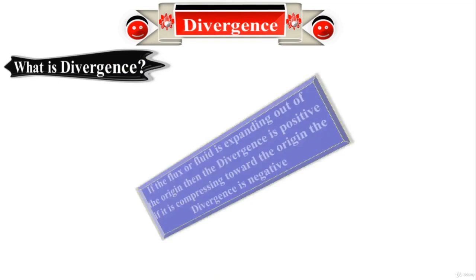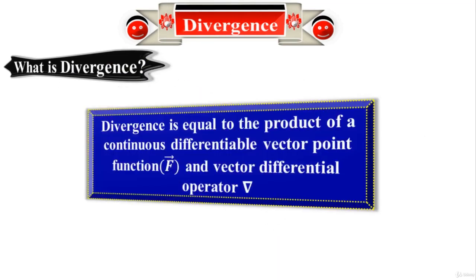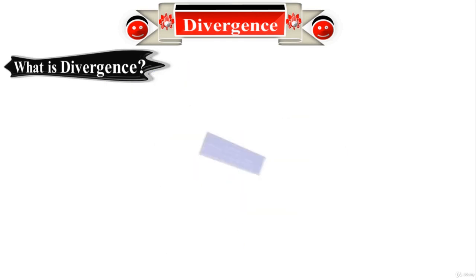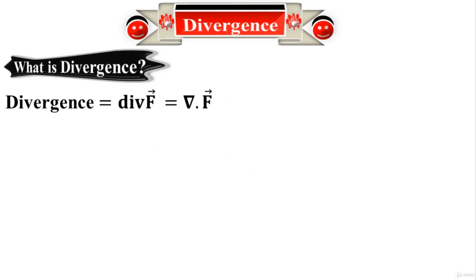In mathematical perspective, we can say that divergence is equal to the product of a continuous differential vector point function and vector differential operator. So the dot product of differential vector point function and vector differential operator is a divergence. Divergence, or div f, equals the dot product of del and f. The output of the divergence is always a scalar quantity. How do we know that it is a scalar quantity?